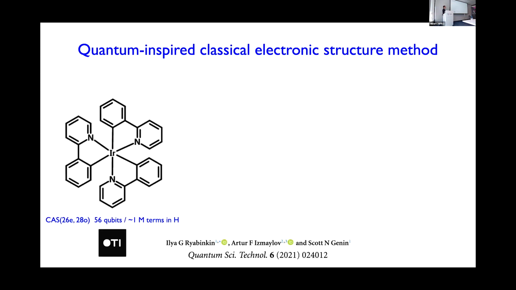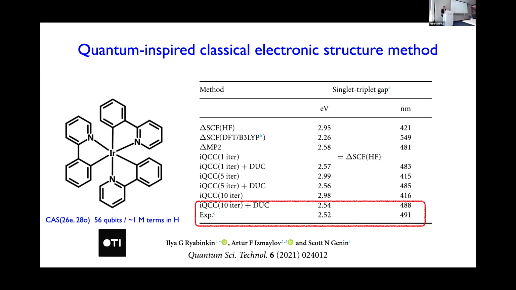All right, so we used these quantum-inspired electronic structure methods to calculate this large compound that is considered to be, well, kind of old but still a good organic light-emitting diode. What this table presents is that there are several methods, and we can converge to results which are quite close to the experiment in the singlet-triplet gap compared to some other techniques from DFT and MP2.